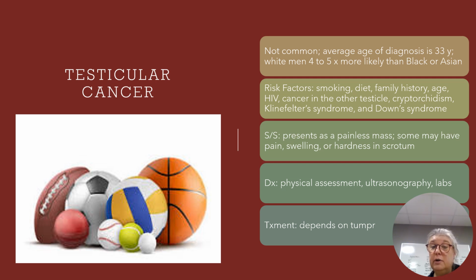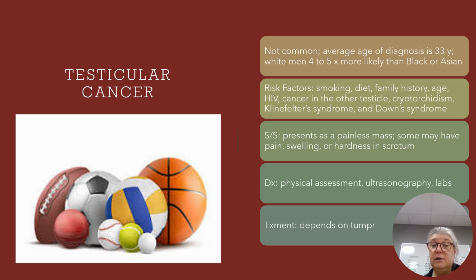Risk factors: smoking, diet, family history, age, HIV, if you have history of cancer in the other testicle, cryptorchidism, Klinefelter syndrome, or Down syndrome. This is really one of the first things where I've seen chromosome disorders related to a cancer. I thought that was interesting. So Klinefelter's is an X chromosome disorder, and then of course Down syndrome is a chromosome disorder.